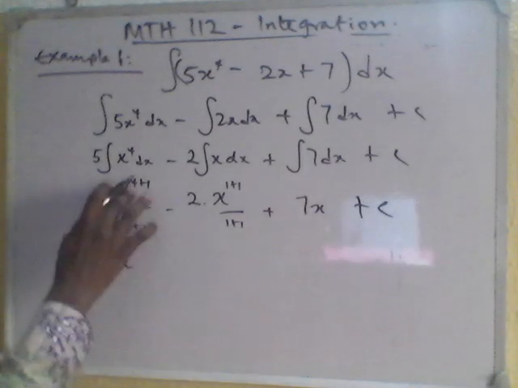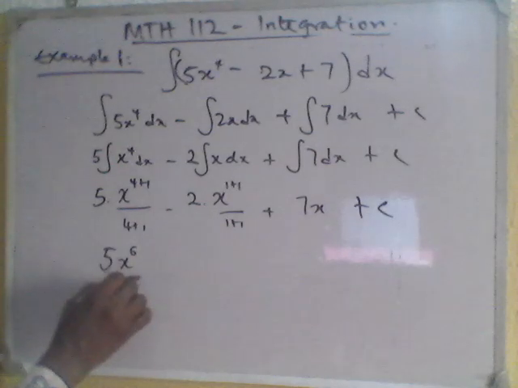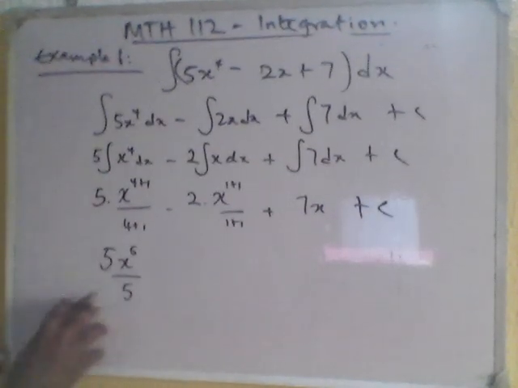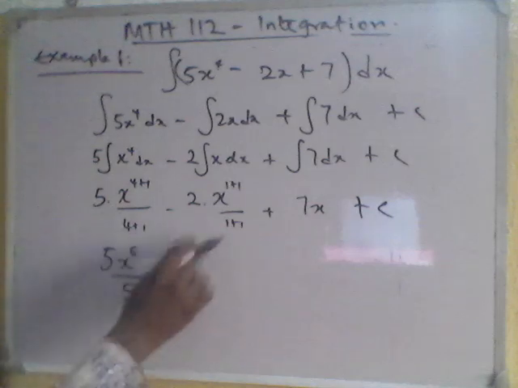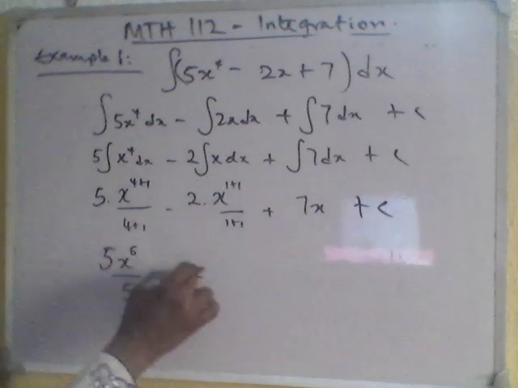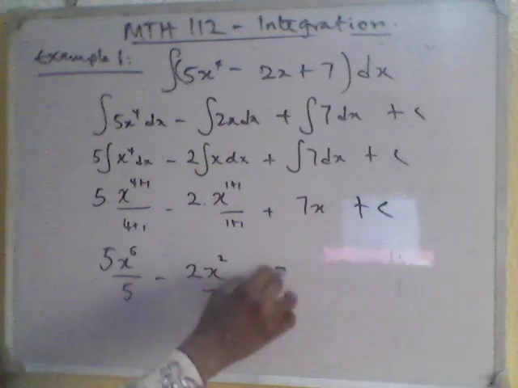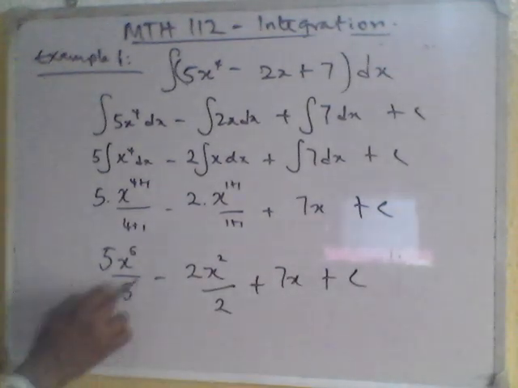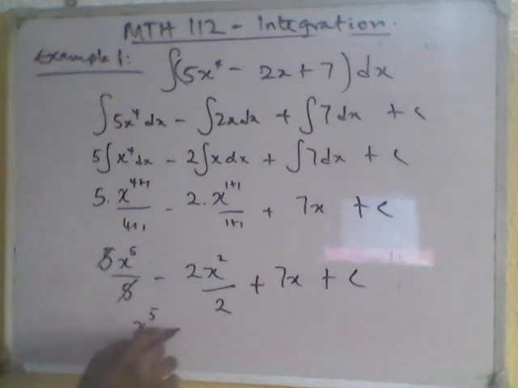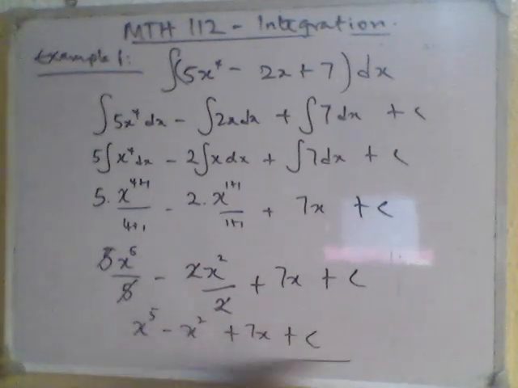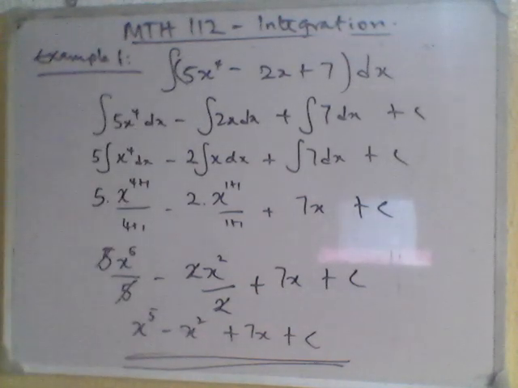So I can resolve this. This is 5 times x, 4 plus 1 is 5, so the power here is 5 over 4 plus 1, which is 5, minus 2 times x, 1 plus 1 is 2, all over 1 plus 1 which is 2 downstairs here, plus 7x plus c. So 5 will cancel 5. I have x to the power 5, minus, 2 will cancel 2, x to the power 2, plus 7x plus c. So this is the integral of this particular question. It's easy enough. Let's go to example 2.